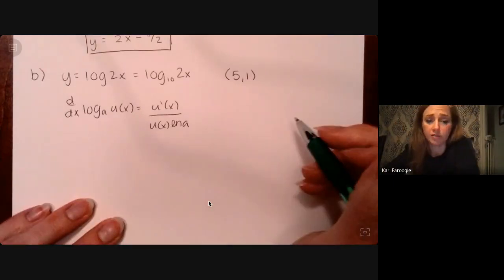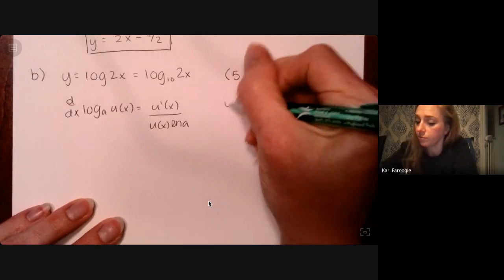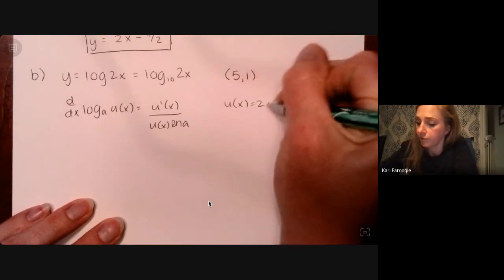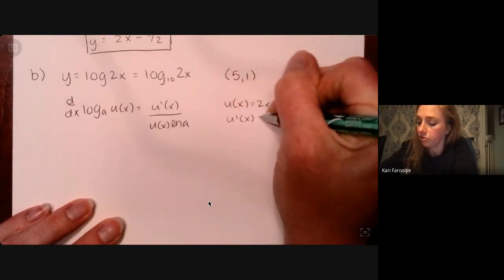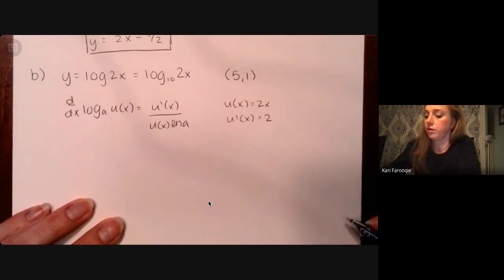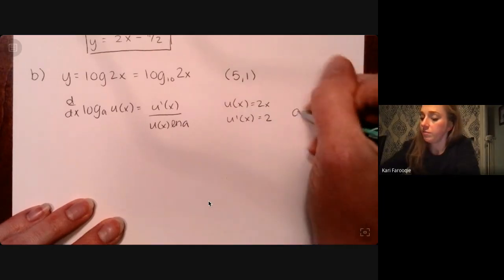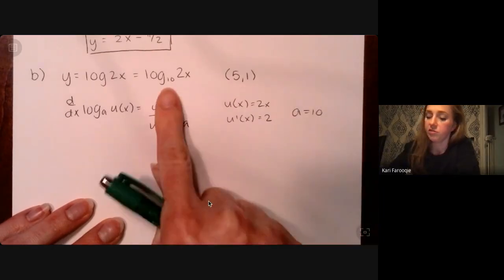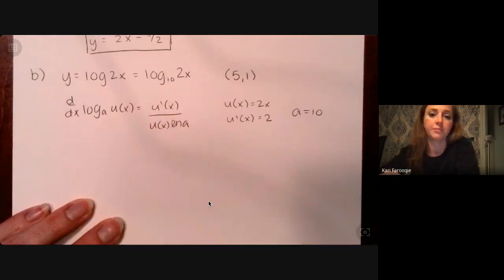So in our case, u of x is 2x. And then clearly u prime would be 2. And a would be 10, because this is a log base 10, and a is that base.